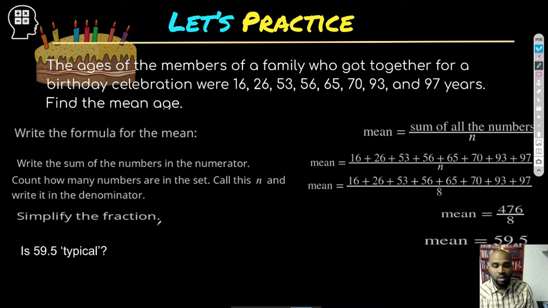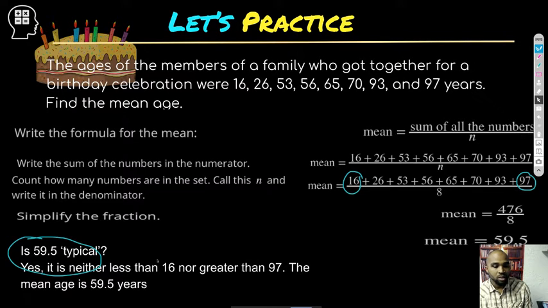Now, the question is, is this typical? The reason I'm asking is going back to what I said earlier: it needs to be within that range. Think of the lowest number and the highest number, and ask yourself, is 59 within that range? So that should be typical. And in this case, it looks like it is. So we're going to say, yes, it's neither less than 16 nor greater than 97. So that means the mean is 59 and a half years.